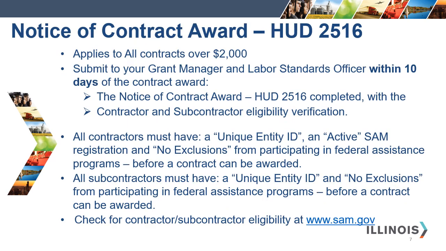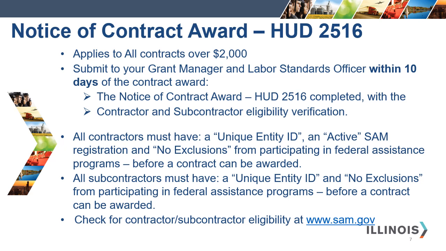The HUD 2516 Notification of Contract Award is an important document that communicates to your grant manager your project is moving forward. This form applies to all construction contracts over $2,000. Submit a copy to your grant manager and the Labor Standards Officer within 10 days of the contract award. Include a copy of the contractor and subcontractor eligibility verification.